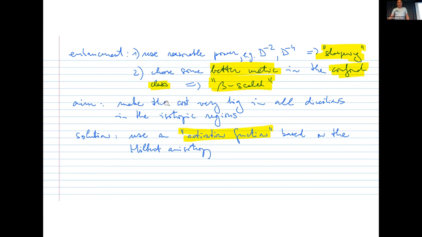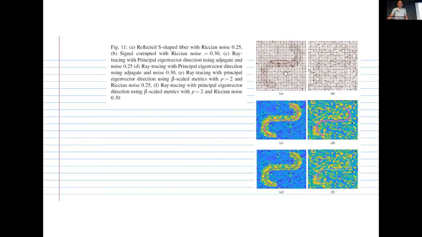I have just one picture here. You see, the left column has got 25% of noise, the right column has got 30% of noise. If you just show only the anisotropy, you can hardly see where the fibers are, right? With the 30%, you don't see it at all. But the tracking via the geodesics, with a reasonably beta-scaled version of the second or fourth power, here it's the second, is doing quite well, right? So that's roughly what I tried to explain.